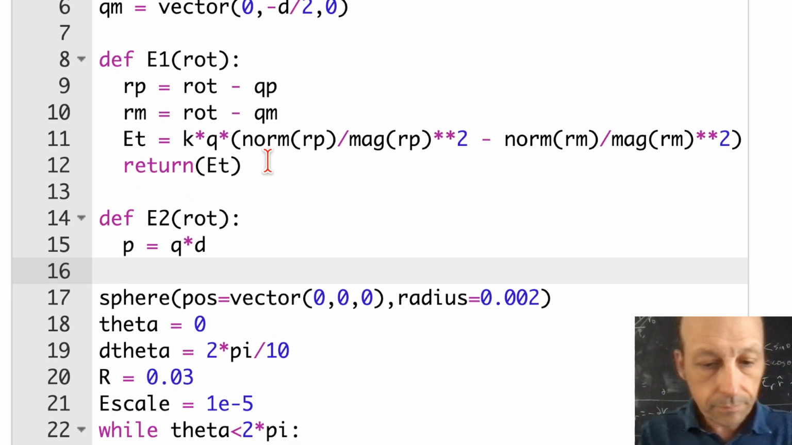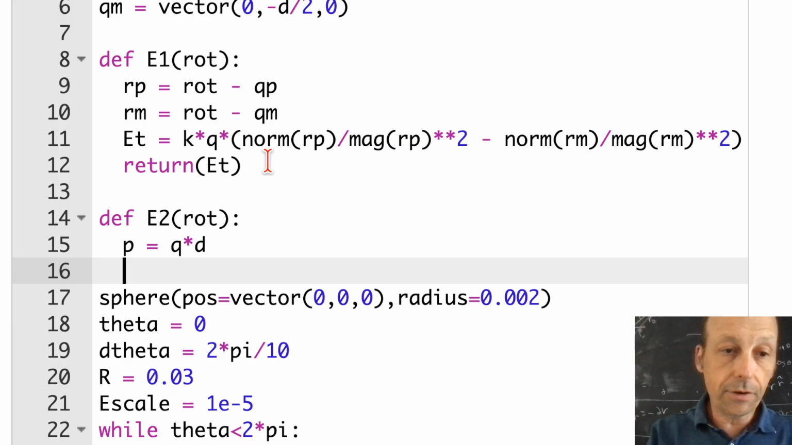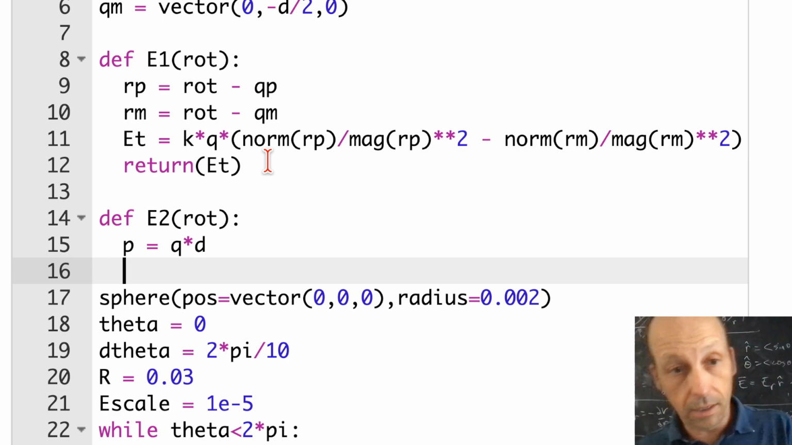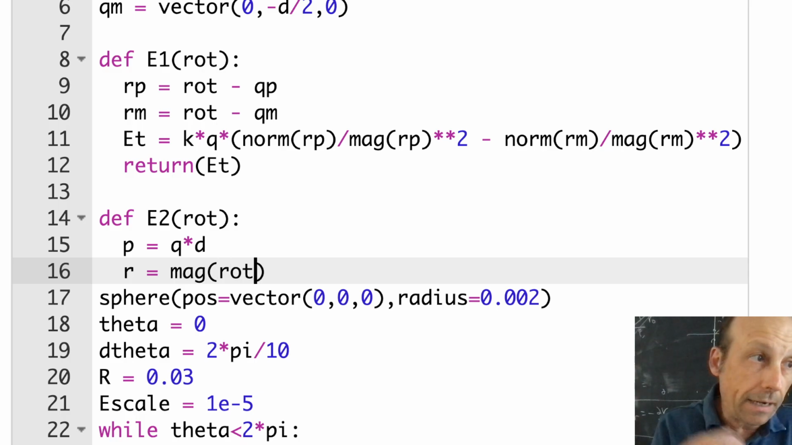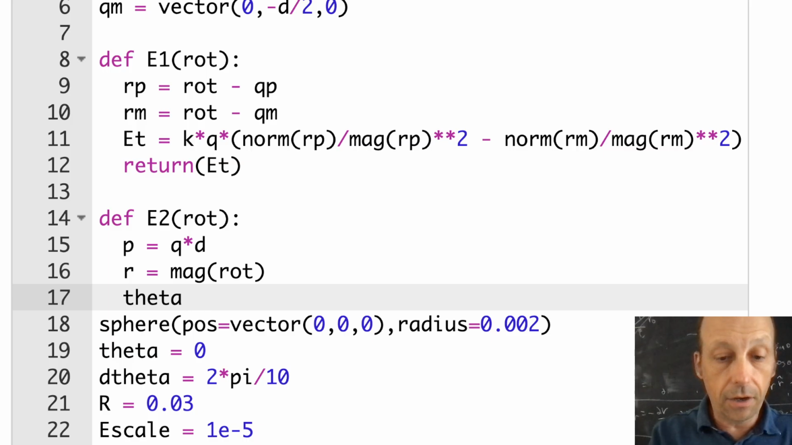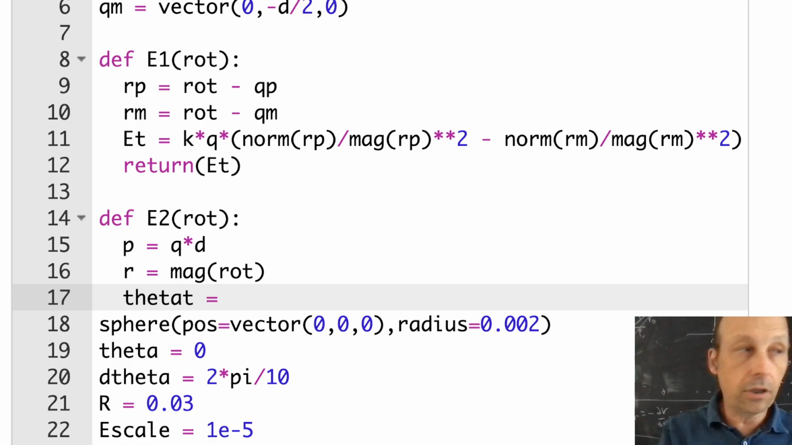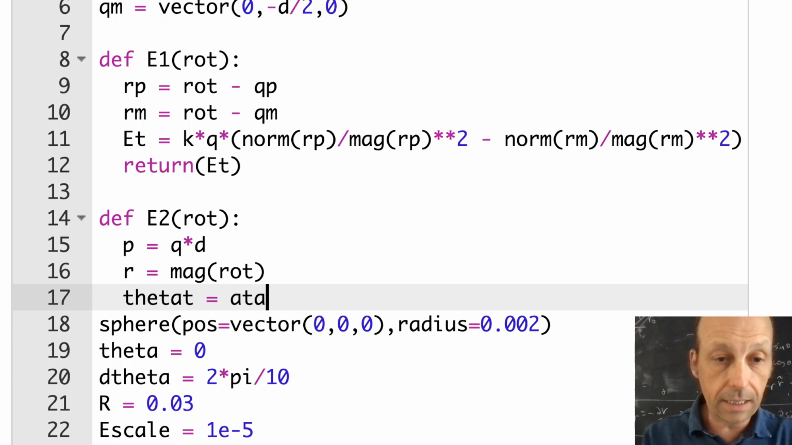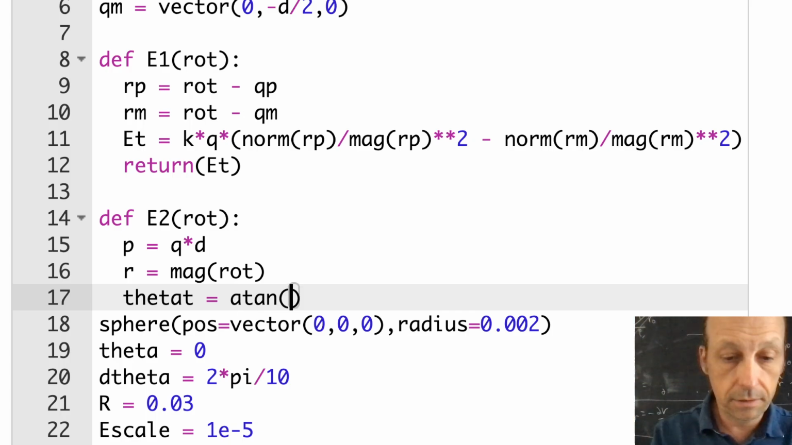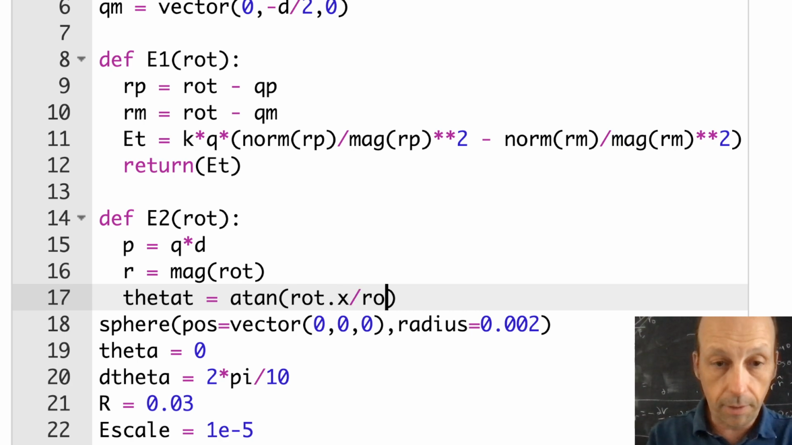Okay. So I need to calculate r. I need to calculate theta. So that's the first thing. So r is going to be equal to the magnitude of r_ot. Right? That's the magnitude of the observation location. Now, theta, I'm going to call it theta_t for temporary theta. I should have drawn this up here. If I use the opposite side of this right triangle as my x and my adjacent side is y, this is going to be arctangent, atan of x, so r_ot.x divided by r_ot.y.